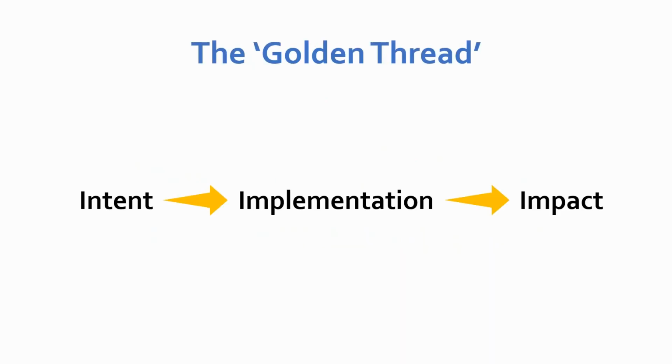So a useful starting point is this idea that the three themes of intent, implementation and impact should be, in Chris Jones's words, the golden thread that runs through our practice. And of course these are the three areas that will determine Ofsted's view on the quality of education at the college. So let's take each of these in turn.